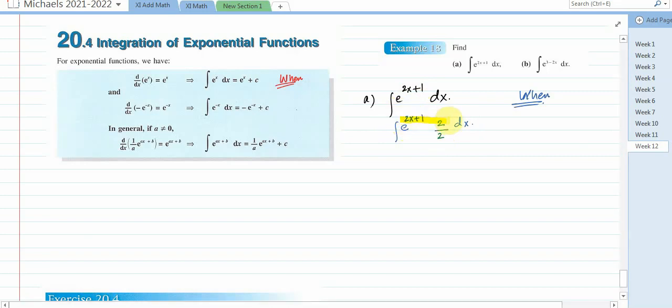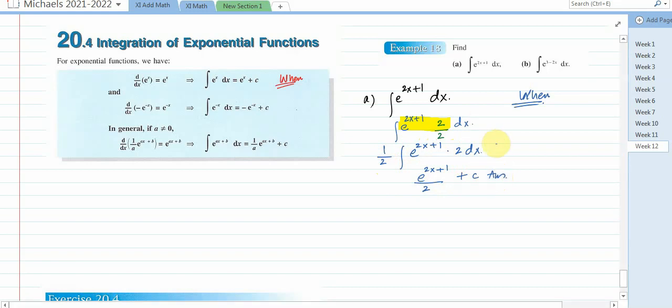So now this function is ready to integrate because the derivative of its power is now available in the question, and this denominator 2 I will bring outside the exponential sign. So now my function is e to the power 2x plus 1 times 2 dx, which is ready to integrate. And now the integral of exponential is exponential, and this divided by 2 as it is, plus c. So that is the integration of exponential function.